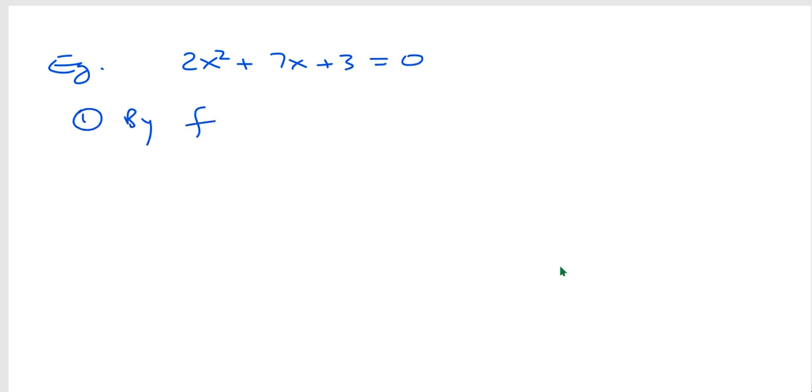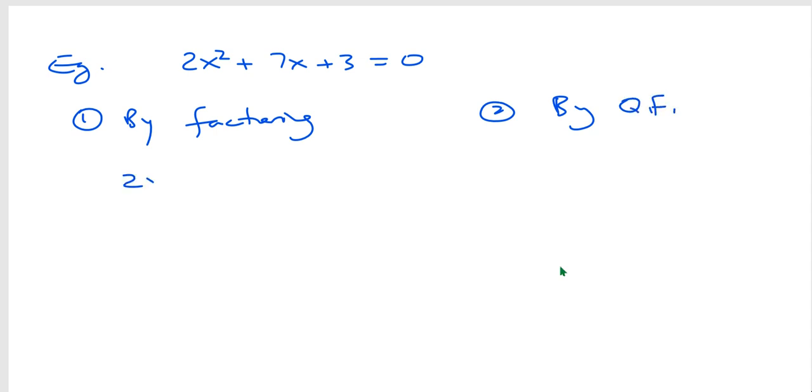So for example, this will be like the last one: 2x squared plus 7x plus 3 equals 0. I'm going to solve it once by factoring, and then I'm going to solve it with the quadratic formula.